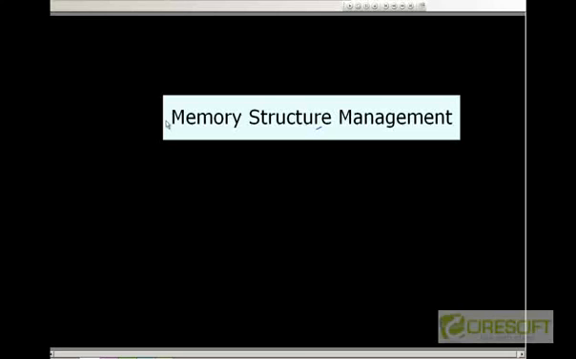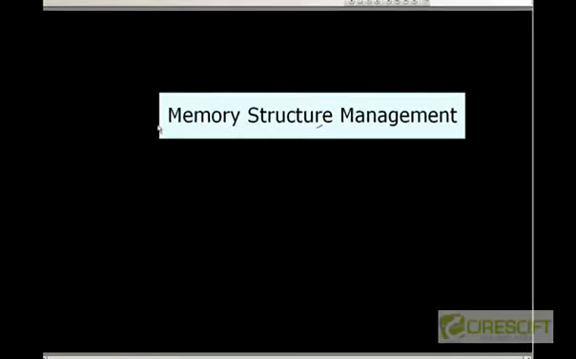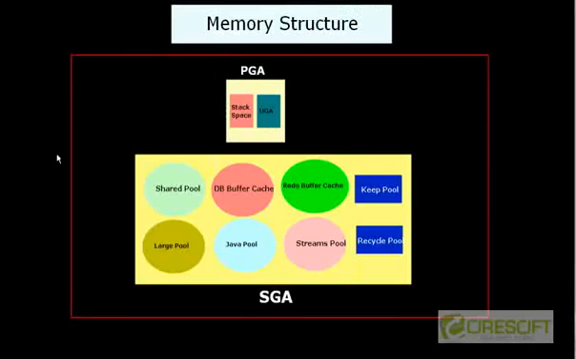In this tutorial, we're going to discuss memory structure management. That means how do I manage the SGA and PGA and UGA. This is the big picture that we have drawn before in our previous slides or videos: Oracle memory structure consists of PGA and SGA, and in turn SGA consists of multiple different pools. The point here is that whenever we are going to size how much is the shared pool, how much is the buffer cache, how much is the redo buffer, how do I determine that.